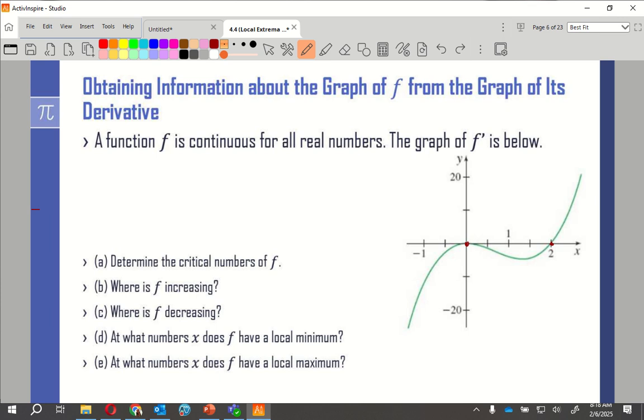Determine the critical points of f. There we go. Place in which it is going to be 0, or what else do I have to look for? Undefined. Very good. So slope is 0 or undefined. So that's good. So I get x equals 0 and 2. Where is f increasing?